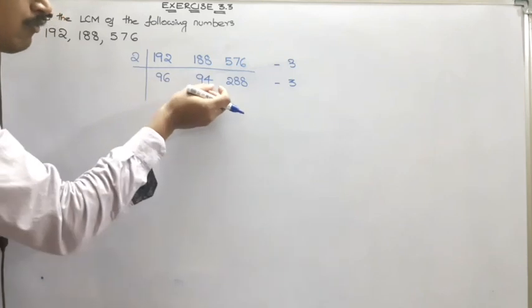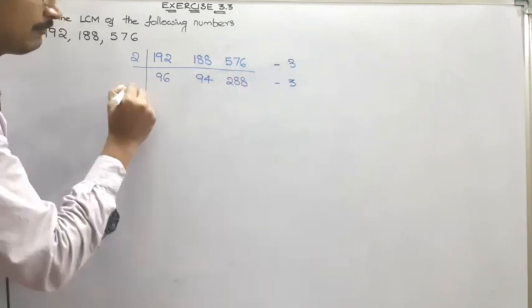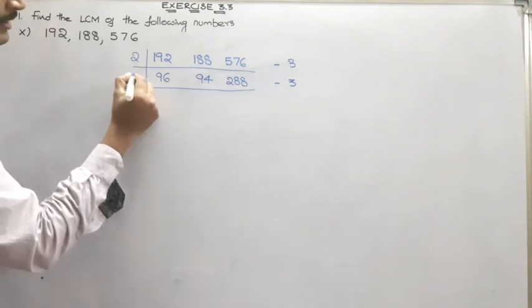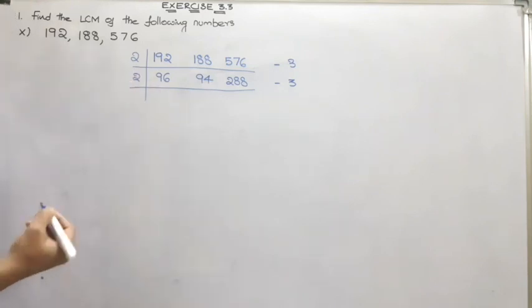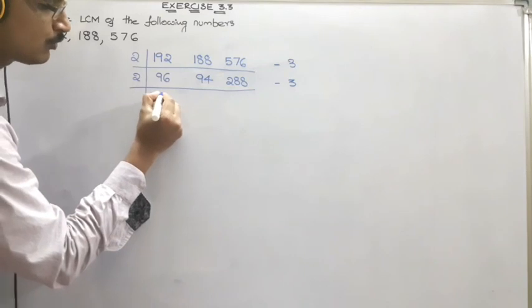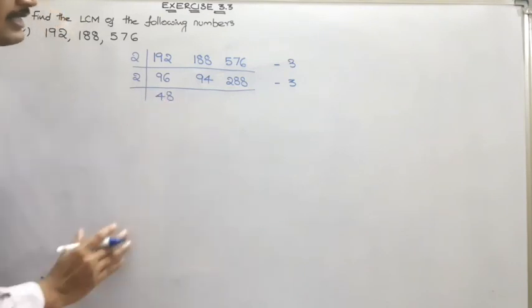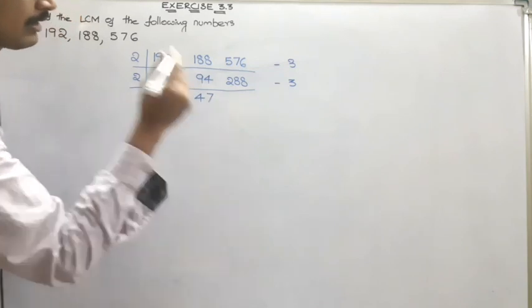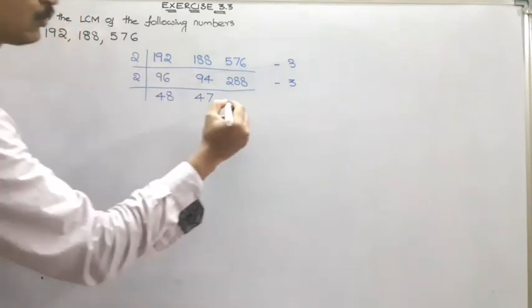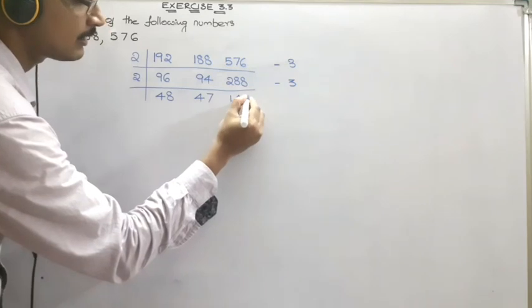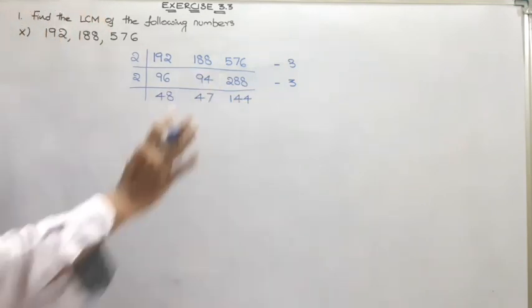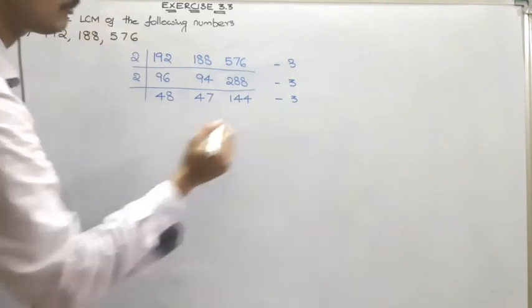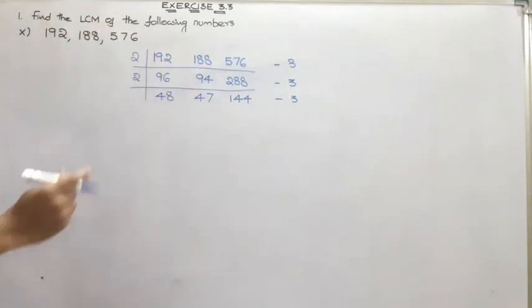96, 94, 288. These numbers are also even numbers, so we can cancel it using 2 table. 2 48s are 96, 2 47s are 94 and 2 144s gives us 288. Here also how many numbers are there? 3 numbers. So we can proceed further.